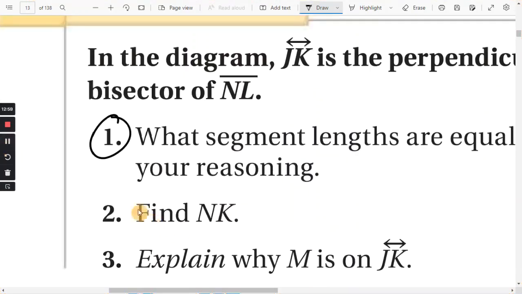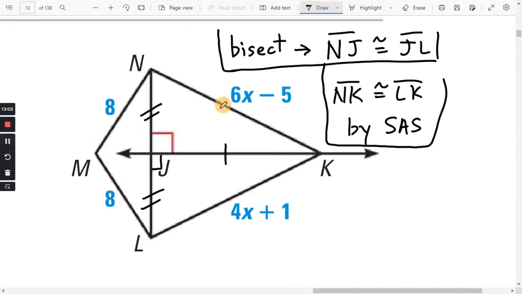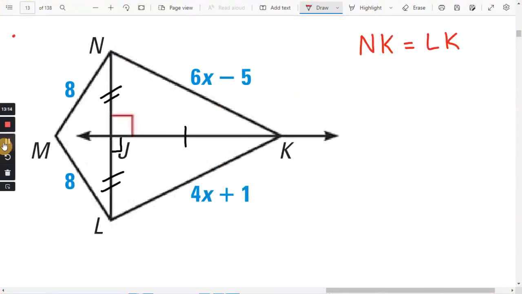Number 2, find NK. Let's take a look. Please see if you can find NK. I'll give you a hint. Since these two are congruent, you can just set them equal to each other. Solve for x and plug it in. So we said these two are congruent. That means they have equal lengths. NK, we can see that's 6x minus 5. LK is right here. We can see that's 4x plus 1.